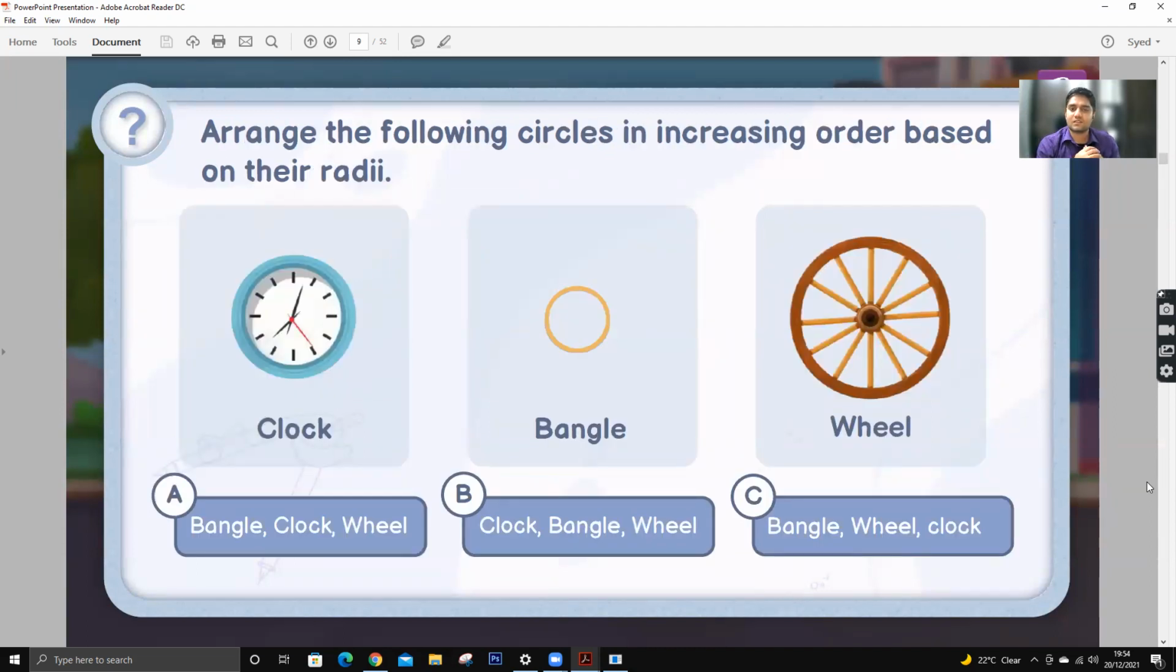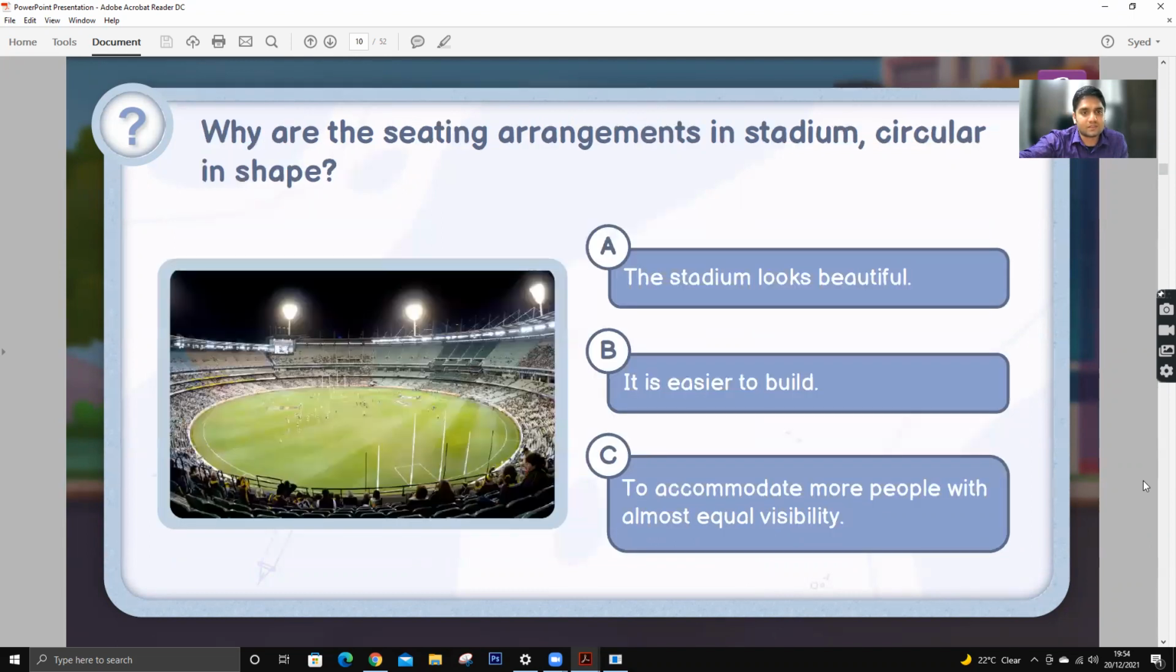Arrange the following circles in increasing order based on their radii. As you all know, the radius is nothing but a line starting from the center of the circle to its circumference, right? Okay, looking at this, can you start from the increasing order, from smaller to bigger? And here it goes: bangle, clock, and wheel. Excellent answer from you, and I really appreciate the amount of enthusiasm and energy that I received from you all. Thank you so much, dear students. Moving to the next, please think over it.